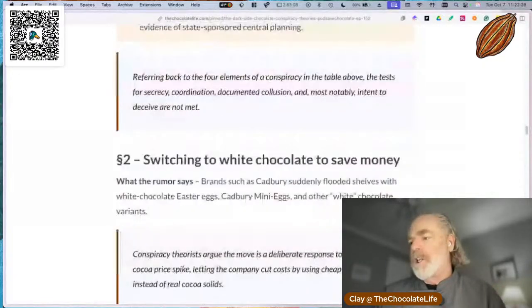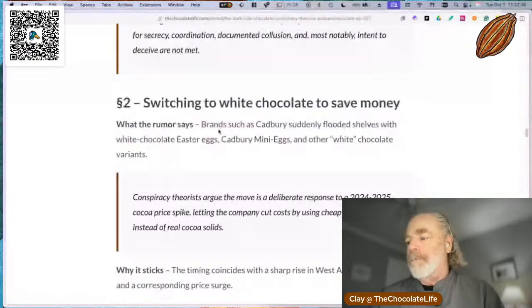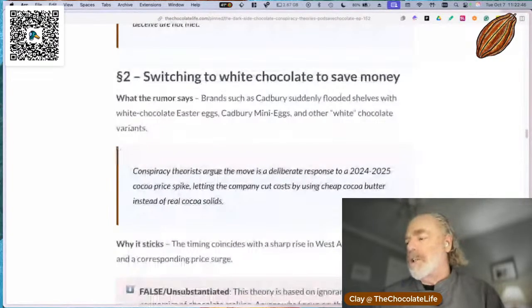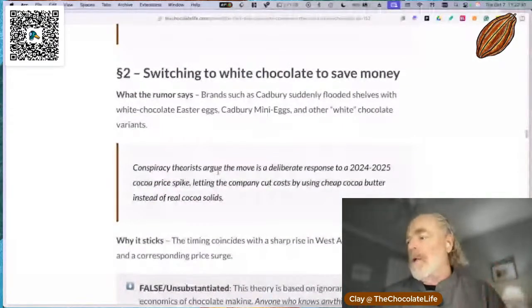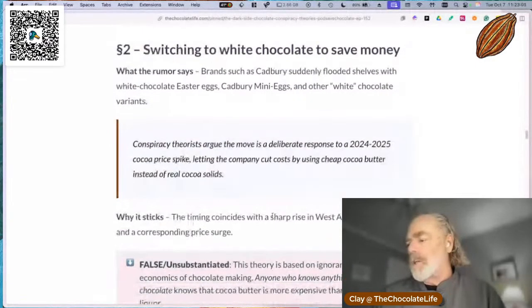What the rumor says. There is the conspiracy that brands like Cadbury, big brand, suddenly flooded the shelves with white chocolate Easter eggs, Cadbury mini eggs, and other quote unquote white chocolate variants. So conspiracy theorists argue that the move is a deliberate response to the 2024-25 cocoa price spike, letting the company cut costs by using cheap cocoa butter instead of real cocoa solids. Now, what makes it stick is the timing coincides with a sharp rise in West African cocoa and a corresponding price surge.